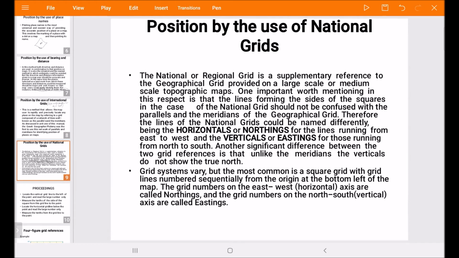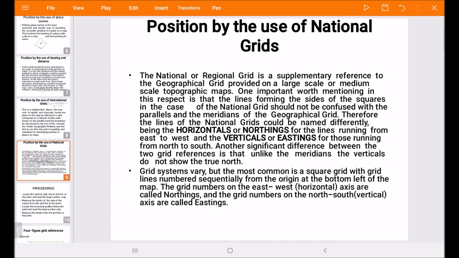Position by the use of national grids, there is also a set of lines, the green lines. The green lines, what we call easting and northing. In the case of geographical grid we use latitude and longitude, in the case of national grid ደግሞ እንገልጸው easting እና northing እያለን ነው. Easting which is the vertical lines, northing which is the horizontal lines. Vertical ላይኖቹን geographical grid የሚጠቀሙ በተጻራሪ መልኩ, to the contrast of that of geographical grid.